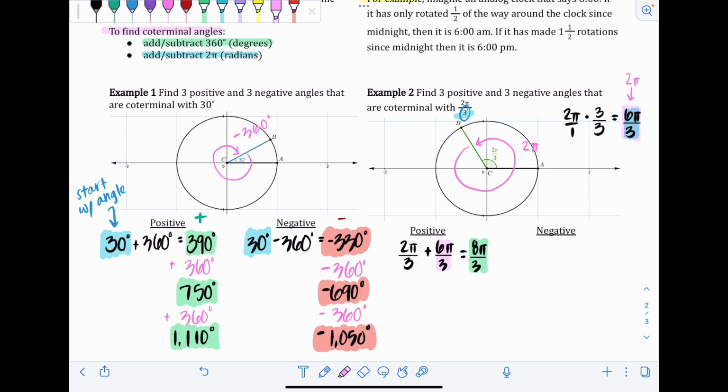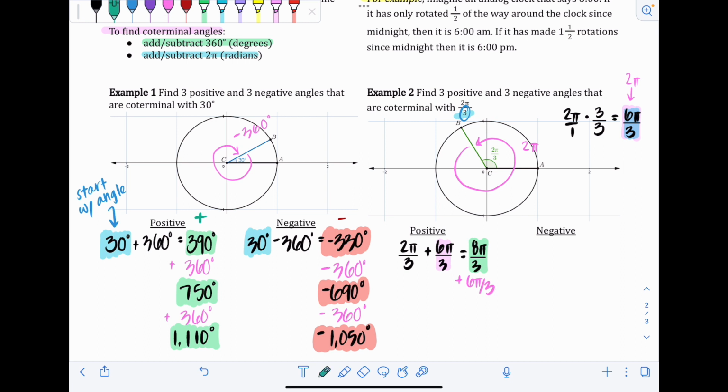This part will change depending on what your original angle is. So it won't always be 6 pi over 3. It'll always be some variation of 2 pi, with the same denominator as your original angle. So if your original angle has a denominator of 4, it would be 8 pi over 4. Or if it was 6, it would be 12 pi over 6, and so on. So now I have to take that 8 pi over 3, and I have to add 6 pi over 3 again.